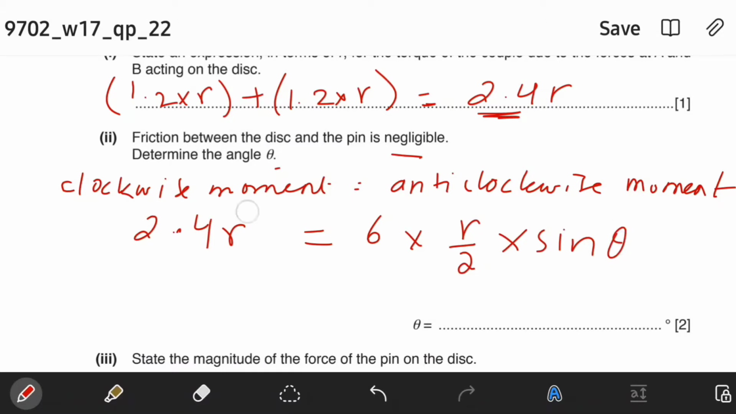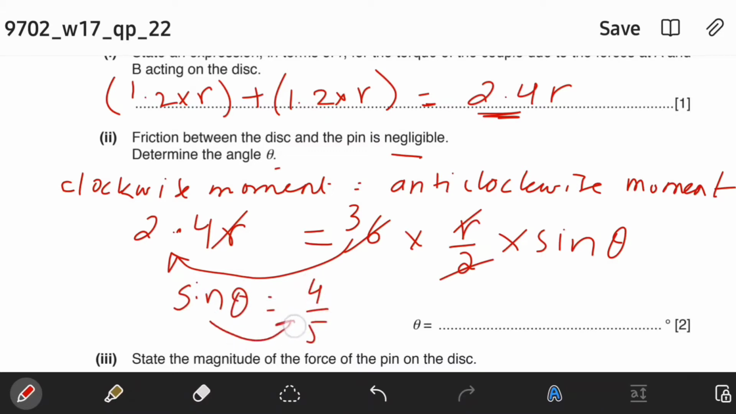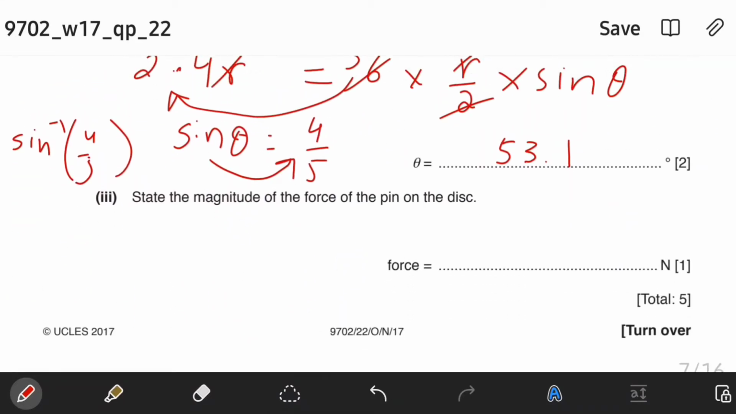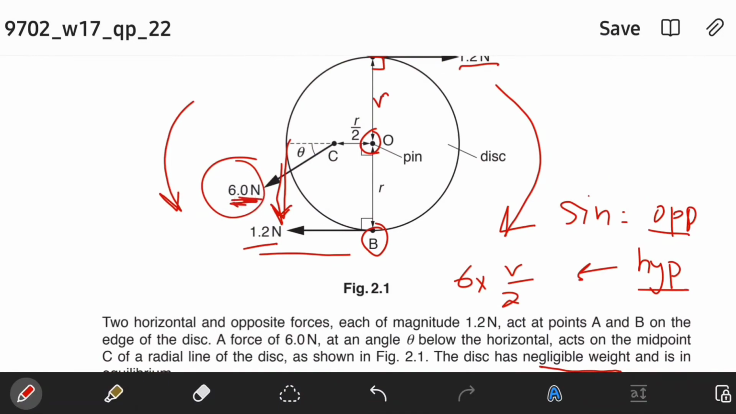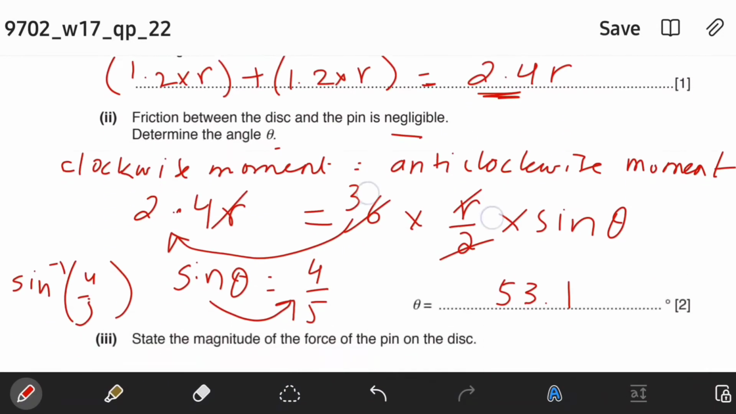Now these are going to be cancelled out. This is going to be cancelled out. This becomes 3. You shift this 3 here, and then you are going to get a fraction, 4.5, and then you shift the sine, take the sine inverse, like this, and the final answer you're going to get is 53.1. You can just write 53, it's up to you. State the magnitude of the force of the pin on the disc. So you see here that this is the force that the pin is exerting on the disc.